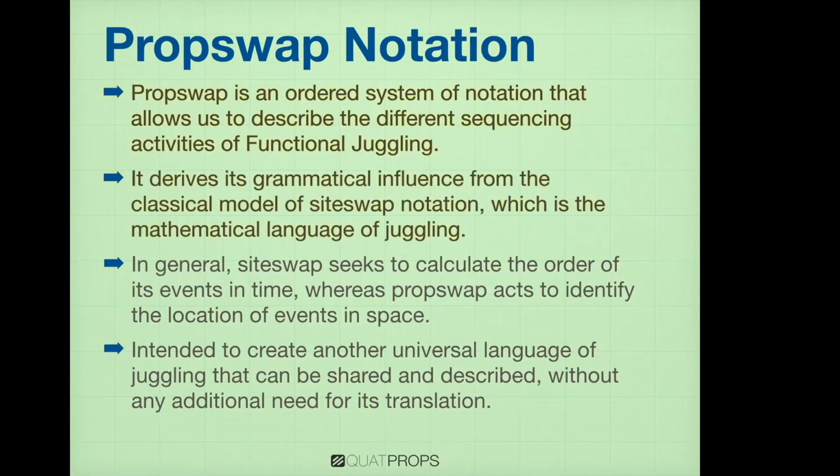The notation system itself derives its grammatical influence from that of site swap notation, which is a mathematical language of juggling as well. It's another system that allows us to talk about juggling without describing its action, and it has had immeasurable impacts on our industry, our culture. Just the ability to share and communicate about juggling ideas without having language barriers was huge for us, and even to discover new ones.